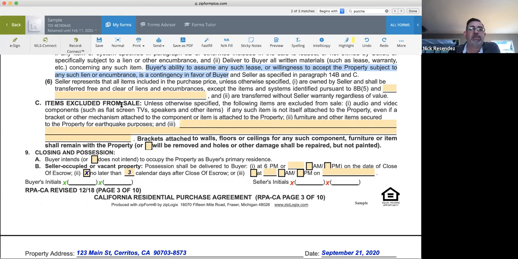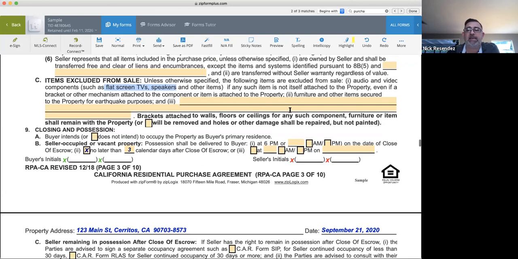C, items excluded from the sale. Unless otherwise specified, the following items are excluded: audio and video components such as flat screen TVs and speakers. I'm sure CAR saw a lot of issues with people saying that a TV that was mounted to the wall was considered a fixture and should have stayed. So what they did is they went in here and explicitly excluded those types of things, okay? Even if any such item is attached or not to the property, okay? Or if a bracket of some sort is used, such as the wall mount, okay?